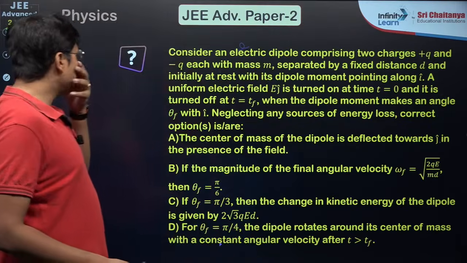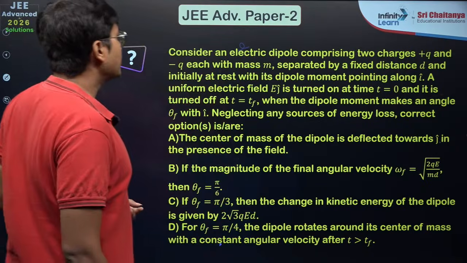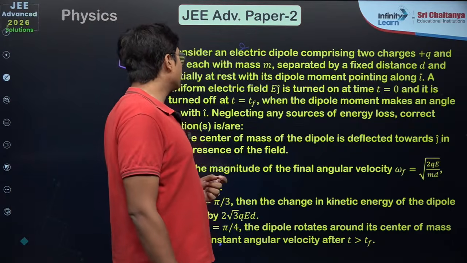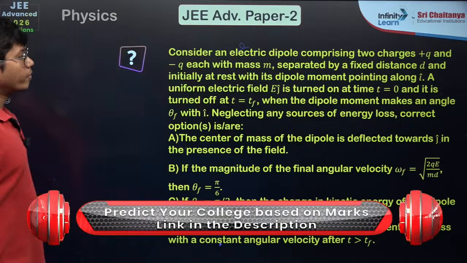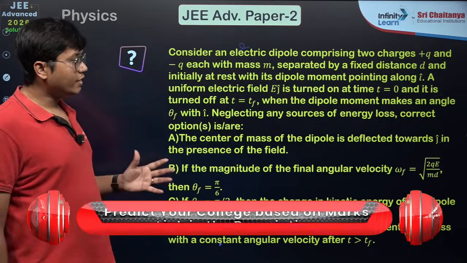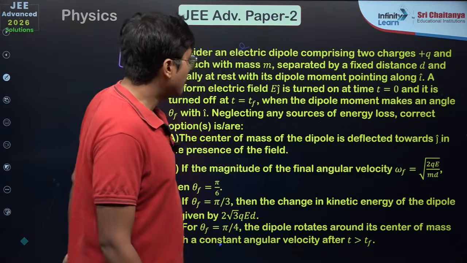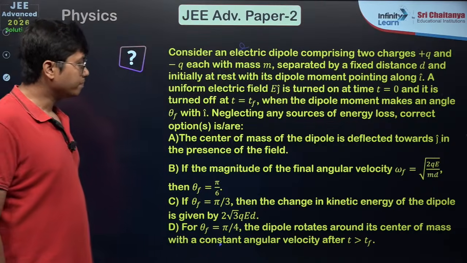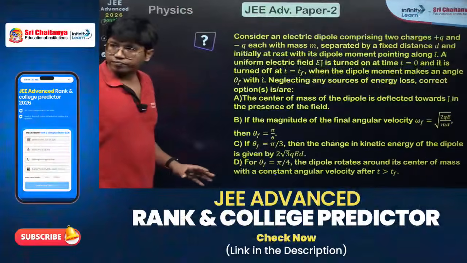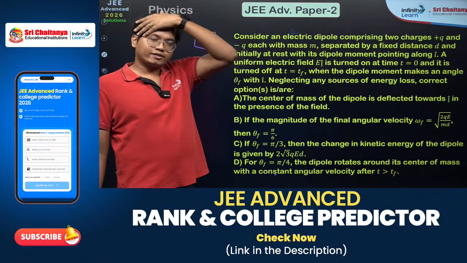Next one over here: consider an electric dipole comprising of 2 charges plus q and minus q, each with a mass small m, separated by a fixed distance d, initially at rest with dipole moment pointing along i cap. A uniform electric field is turned on at time t equal to 0 and is turned off at t equal to tf, when the dipole moment makes an angle theta f with i cap. Neglect any sources of energy loss. Correct options are what?